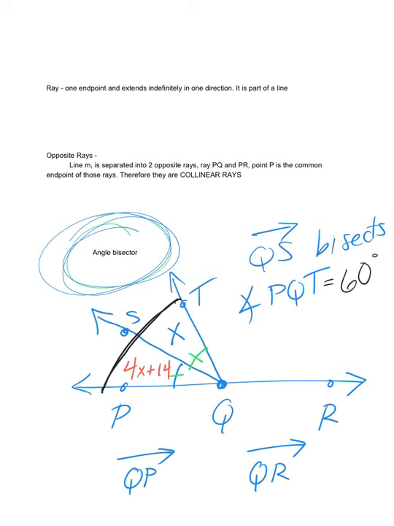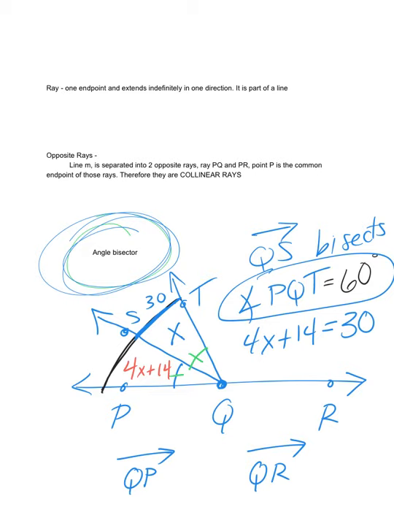It's 4. Because you said half of 60 is 30, right? So I can set 4x plus 14 equal to 30, because you guys said this side was 30, right here. So because they're congruent, I can set them equal to each other. We were given the equation, so Andrew already solved it. X equals 4. Okay.